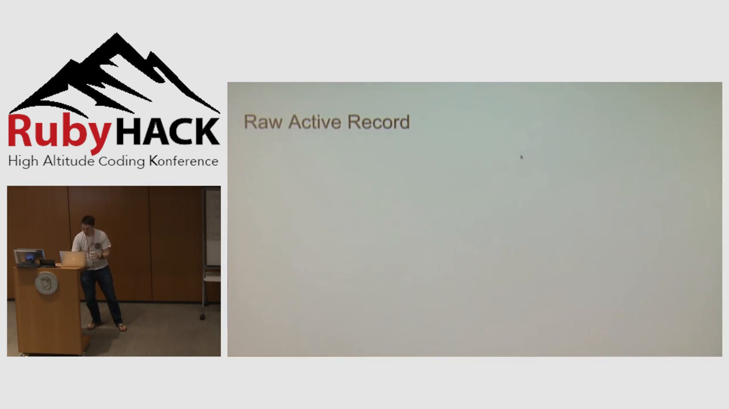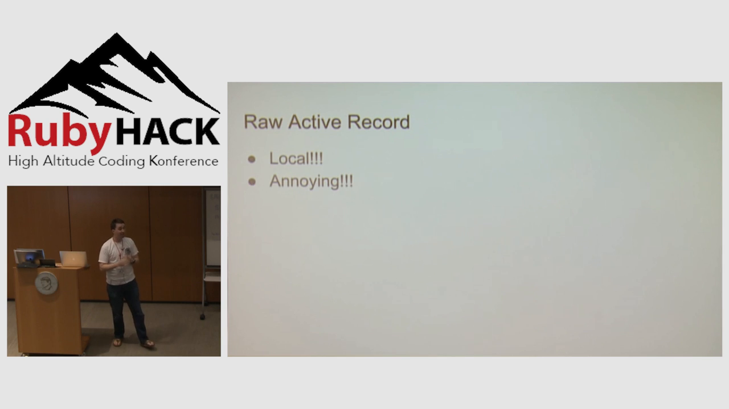Back to the presentation. It's local. Yay. It's really annoying to write that code. There's a lot of boilerplate there. You're referencing your classes all over the place. It's hard to see how the data is related, which is the biggest issue. Which objects connect to which objects, and how do they connect?